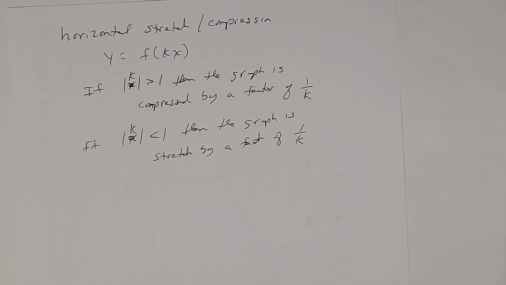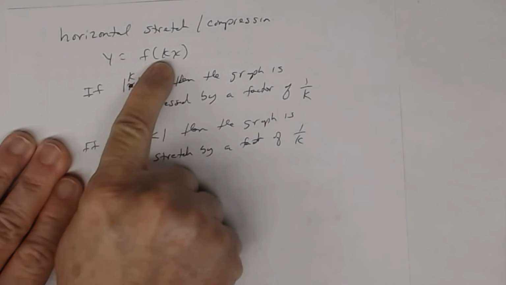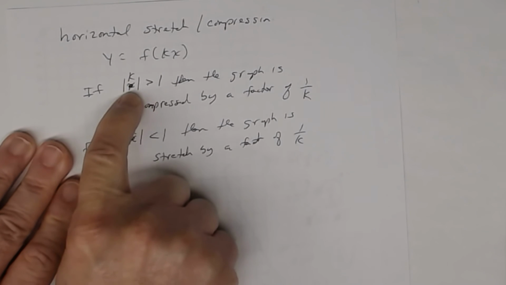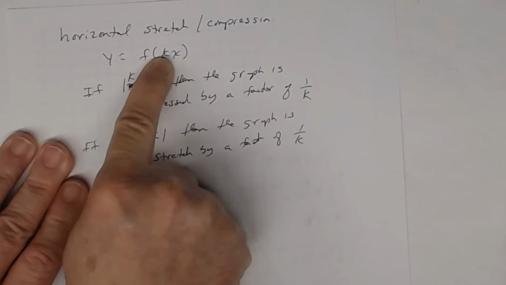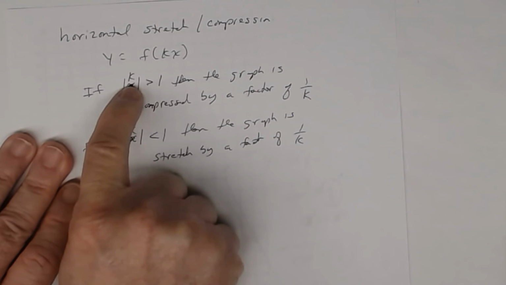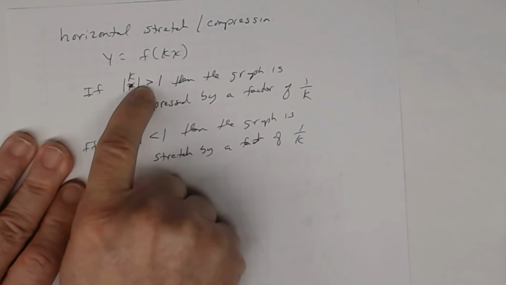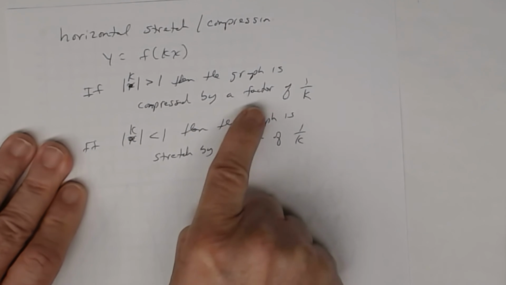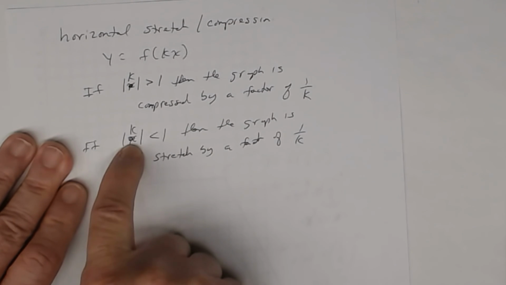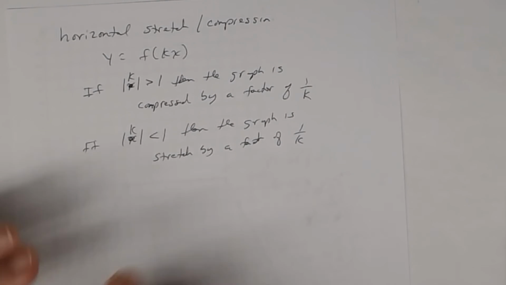And remember with the horizontal stretch, horizontal compression, whatever k is, and remember I'm using absolute value because k could be negative, and when you see a negative inside like this, that would be a reflection about the y-axis. So if k is negative, always remember you're looking at the absolute value. If the absolute value of k is greater than 1, then the graph is compressed by a factor of 1 over k. If the absolute value of k is less than 1, then the graph is stretched by a factor of 1 over k. All right, so that is the lesson on horizontal stretch, horizontal compression.